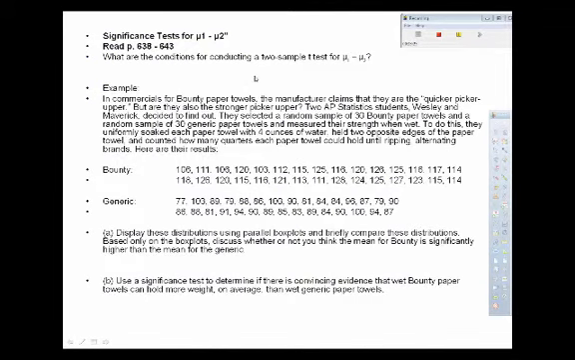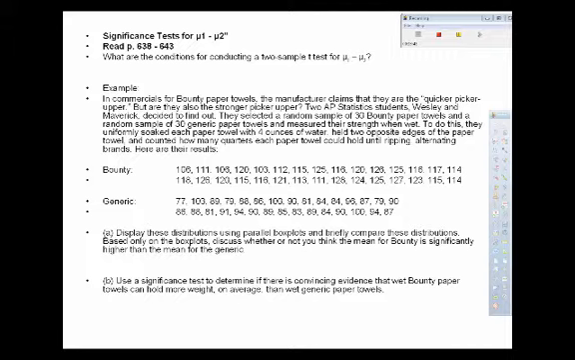What are the conditions for conducting a two-sample t-test for the population mean minus the population mean? All right, you know what they are: random, normal, and independent. And we need to check for all of those.